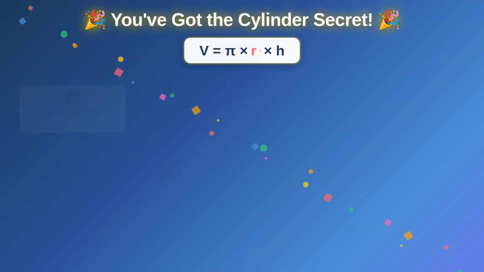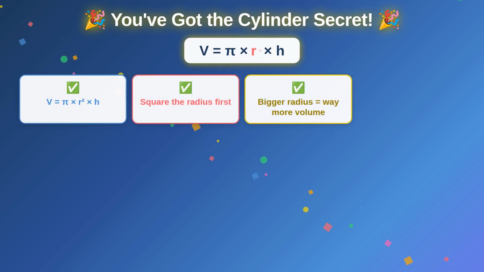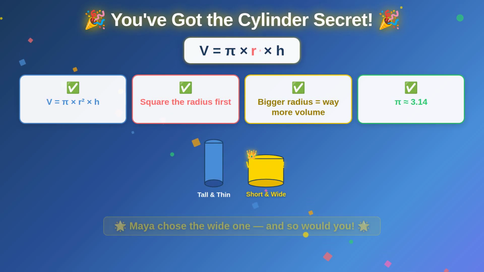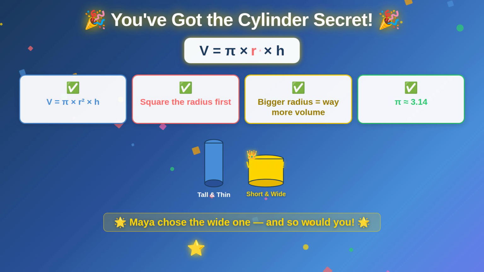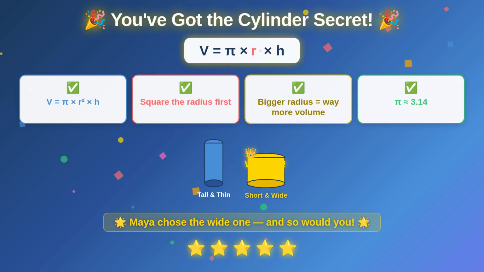Remember when Maya was staring at two popcorn containers, completely confused? Now she's the one explaining cylinder volume to her whole class and choosing the better deal every time. Here's what we learned. Volume equals pi times r squared times h. Always square the radius before multiplying. And the radius is so much more powerful than the height because of that squared exponent. You've gone from zero to cylinder hero today. Next time you see a can, a cup, or a water tower, you'll know exactly what's going on inside. Keep practicing. You've totally got this.